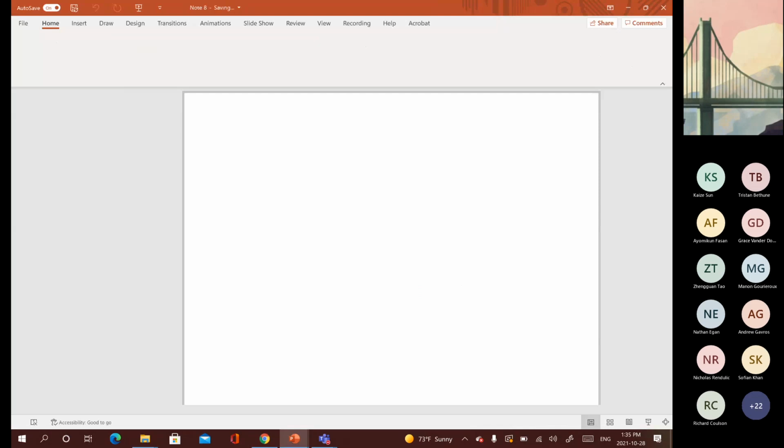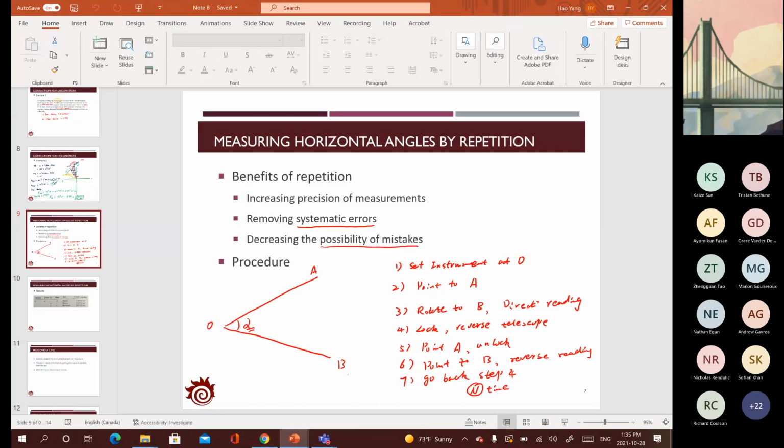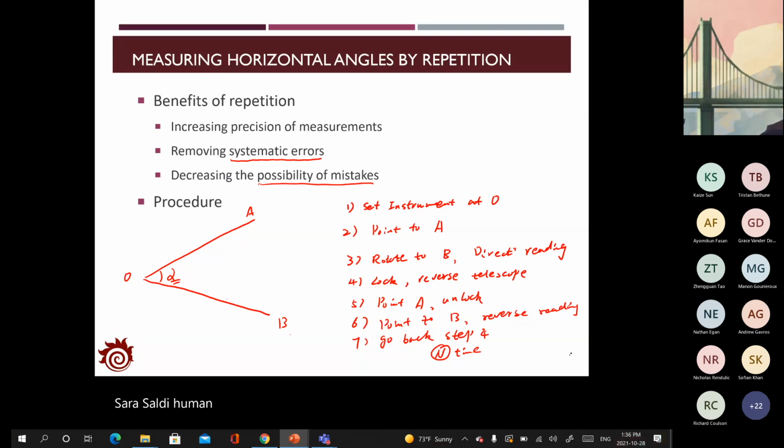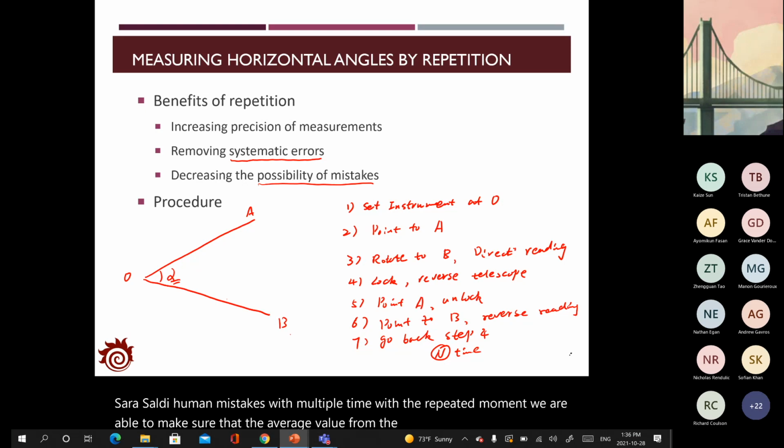So in the lecture yesterday, we stopped at the part introducing the measurement of the horizontal angle with repetition. What we said is that we will try to measure one angle multiple times to minimize the impact of systematic errors or human mistakes. With repeated measurement, we are able to make sure that the average value from the repeated observations will be close to the true angle that we are trying to measure.